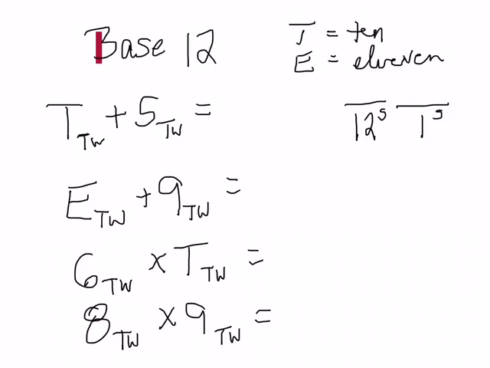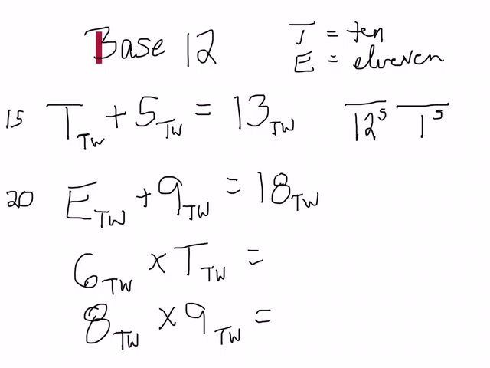Okay, I don't have quite as much room over here to write my thinking numbers, so I'm going to put them over here. But remember T is 10, 10 plus 5 is 15. If I am in base 12 and I want to write 15, then I'm going to need 1 12 and 3 1s. Right? E is 11. So 11 plus 9 is 20. So 20 is the number that I'm trying to represent here. And if I want to represent 20, I'm going to need 1 12 and then 8 more 1s. So my answer is 1 8 in base 12.